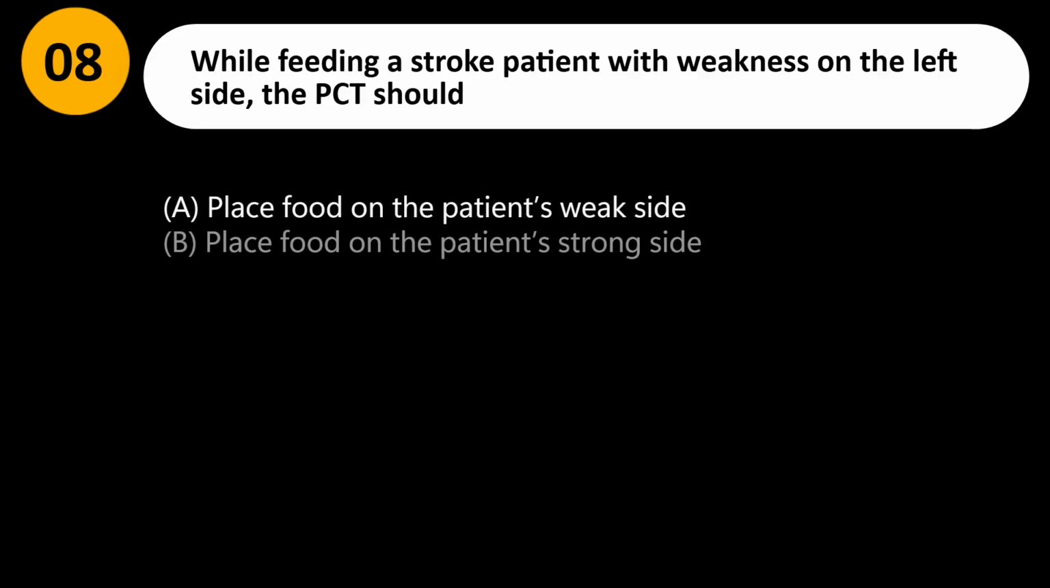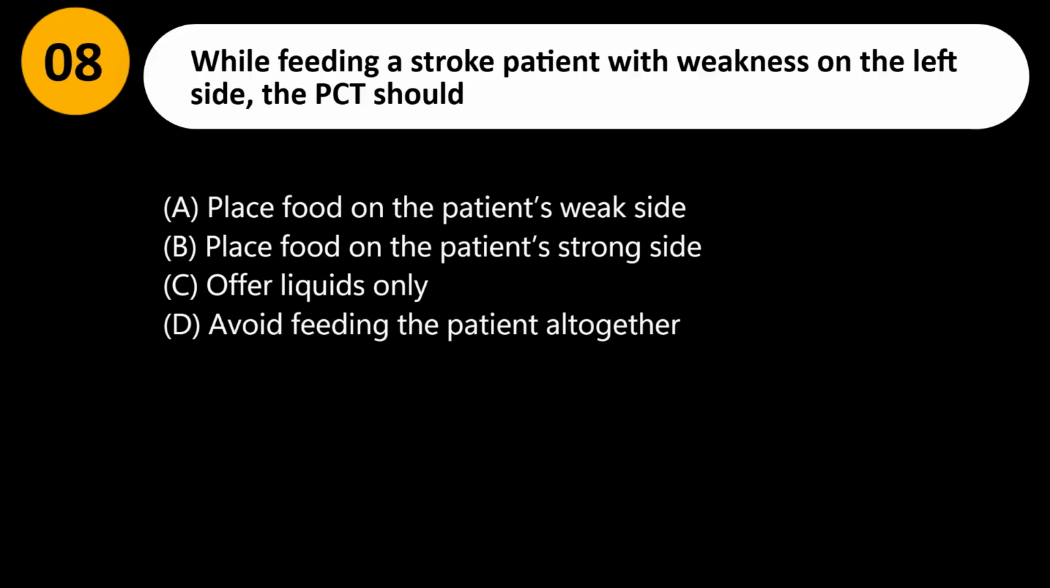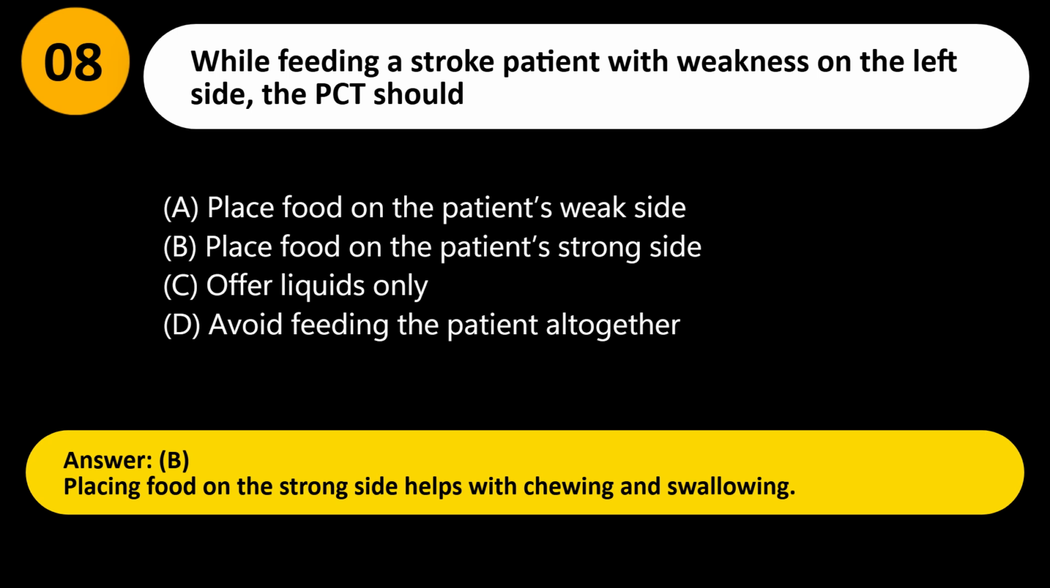While feeding a stroke patient with weakness on the left side, the PCT should: A. Place food on the patient's weak side. B. Place food on the patient's strong side. C. Offer liquids only. D. Avoid feeding the patient altogether. Answer: B. Placing food on the strong side helps with chewing and swallowing.